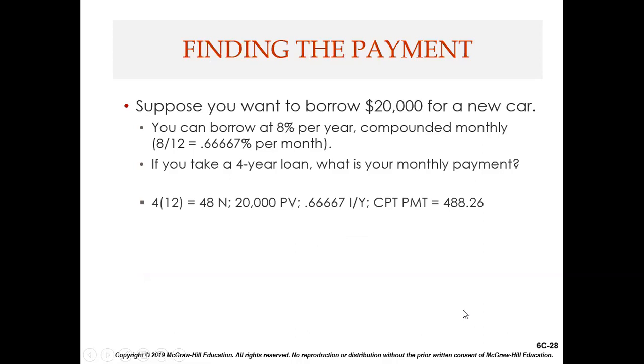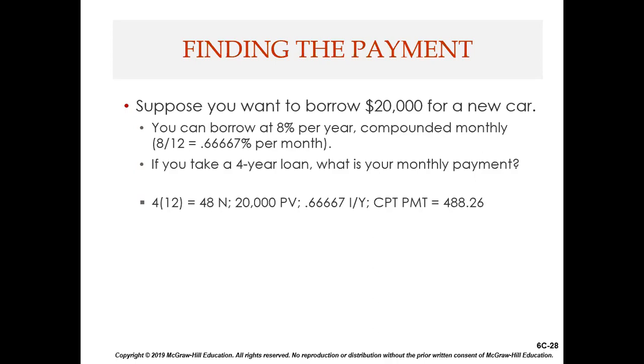Okay. Let's take a look. Finding the payment. Suppose you want to borrow $20,000 for a new car. You can borrow at 8% per year, compounded monthly, which means you're making monthly payments. So really, your interest rate per month is 8% divided by 12. If you take a four-year loan, what is your monthly payment? So now you know your present value, the total amount of your loan. You know your interest rate. You know how long or how many payments you can make, but you want to know, well, how much will my payments be? You could go into your finance calculator.